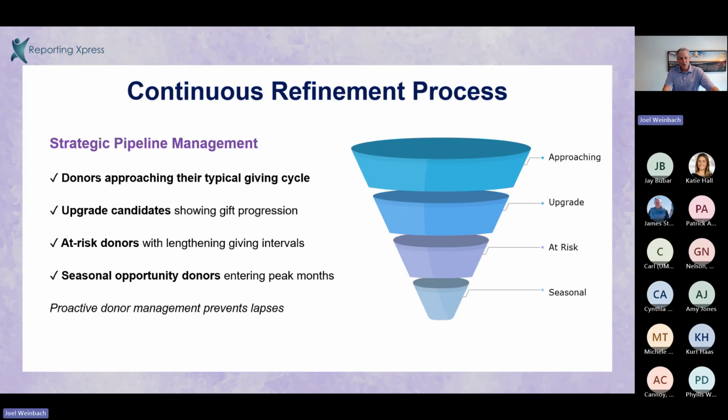All right, so what are we trying to do? We're trying to strategically manage our pipeline. As you can see here, it's pretty simple. We're looking at new donors at the top, upgrade donors, filter out the at-risk, narrow down to the seasonal donors. We're trying to slice and dice our data as many ways as possible so we can be efficient. We don't want to make asks at the wrong time, and we don't want to leave opportunities on the table.